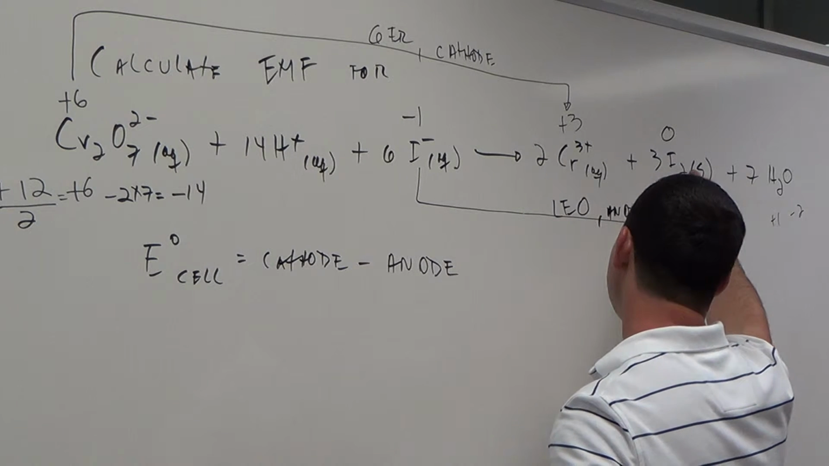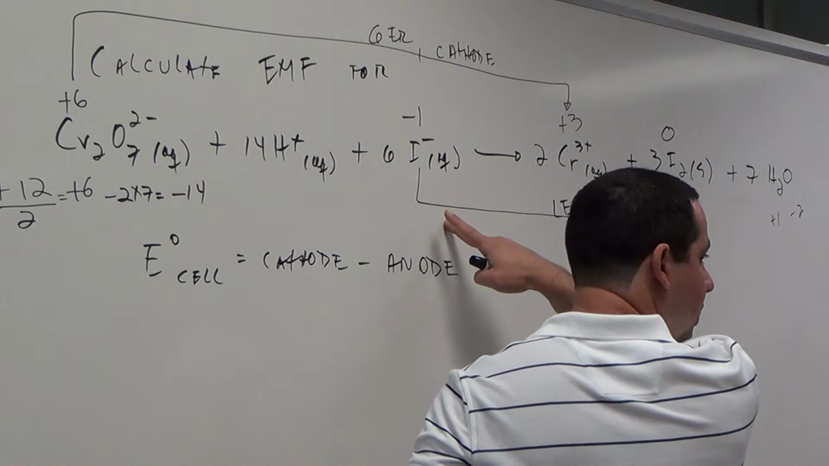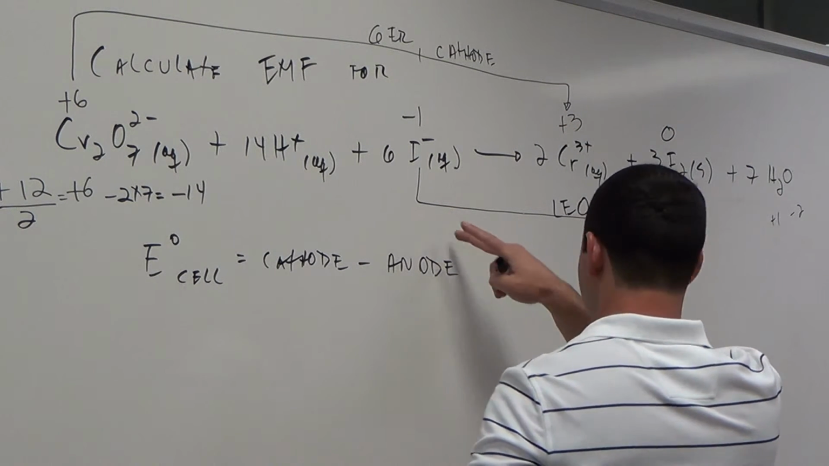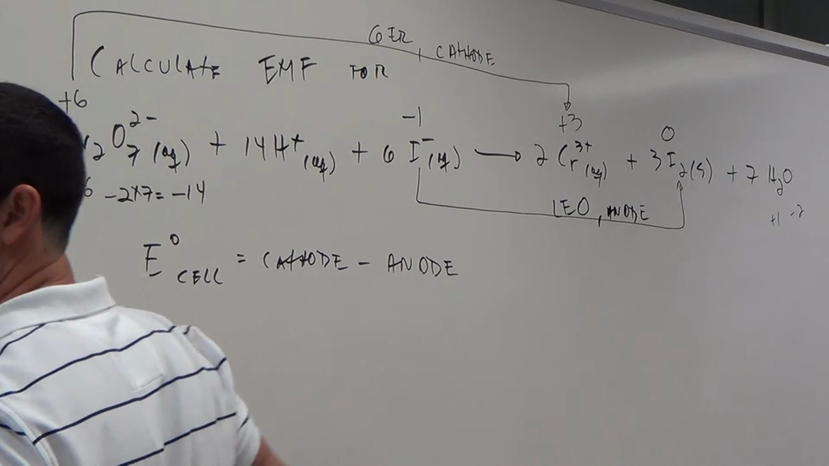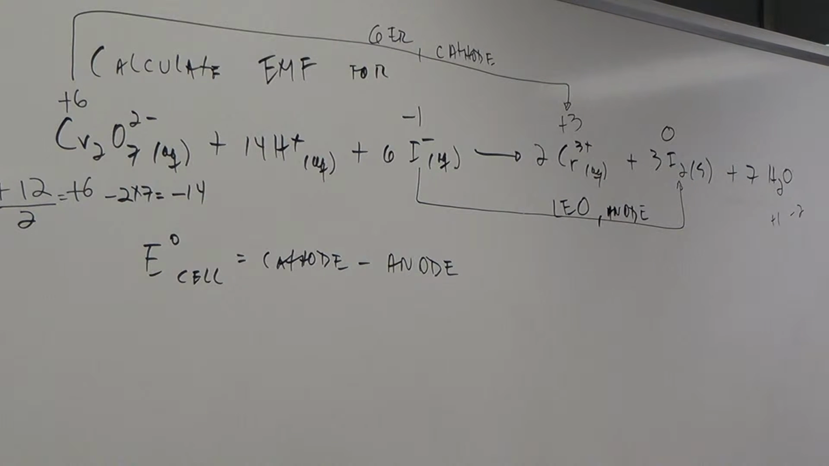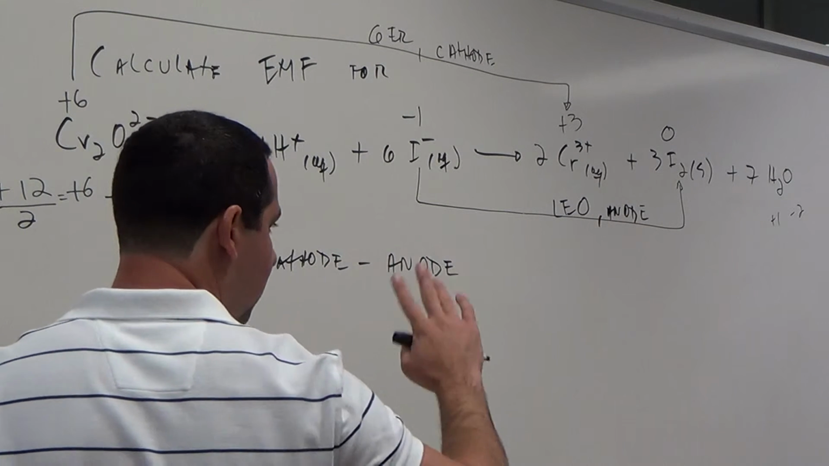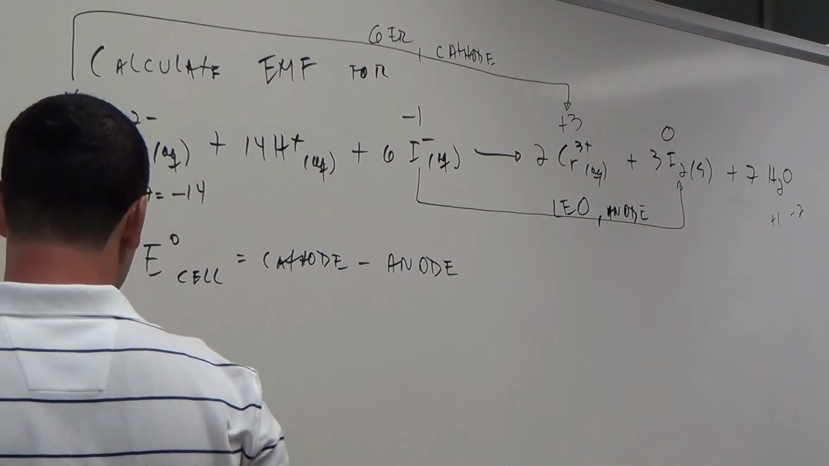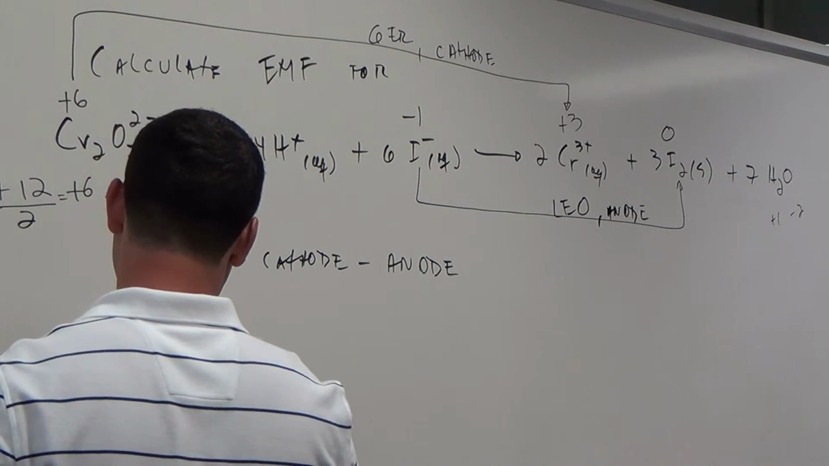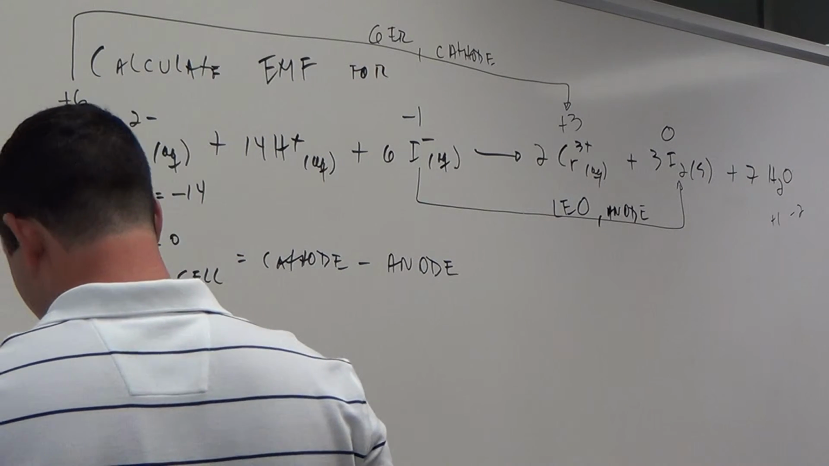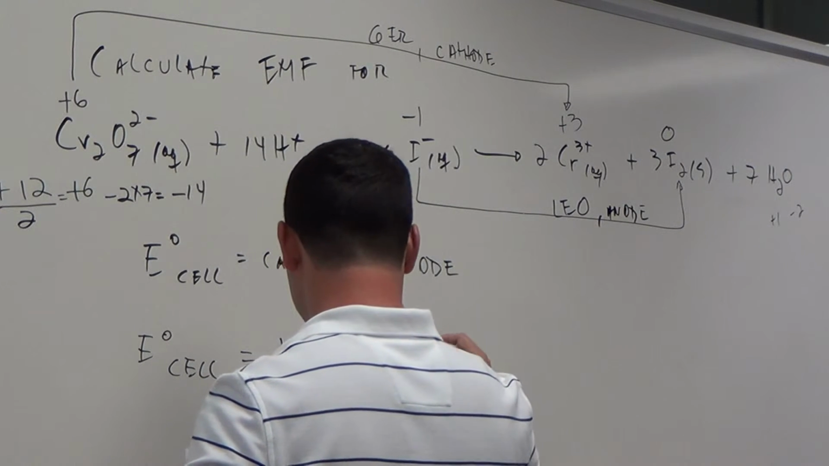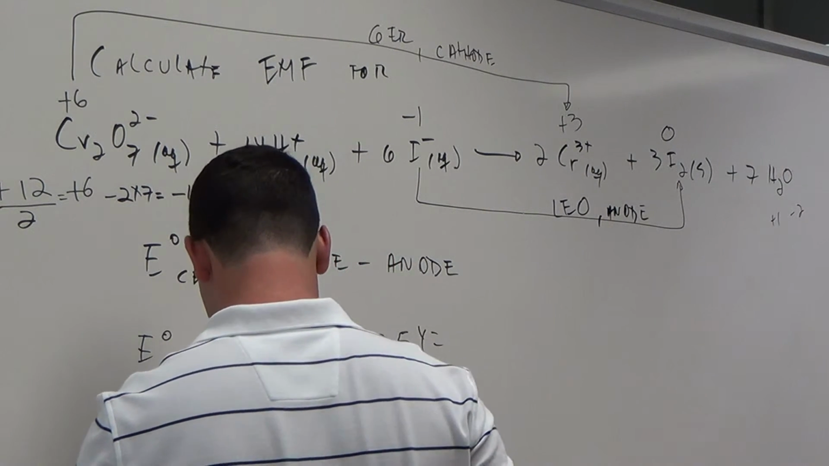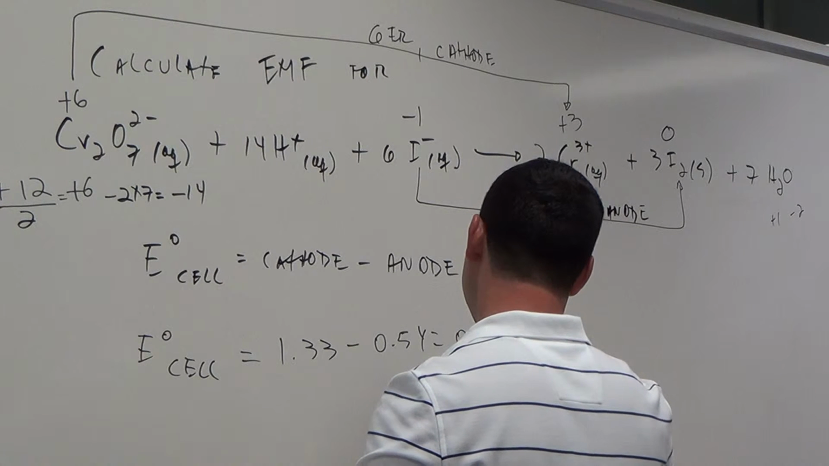What you're going to see on the table is I2 on the left-hand side. That's why you have a minus here, because the anode is not a reduction, the anode is an oxidation. That's why there is this sign here, but you don't do anything with that. So if we look in there, the cathode would be 1.33 minus 0.54. The EMF of this cell will be 0.79 volts.